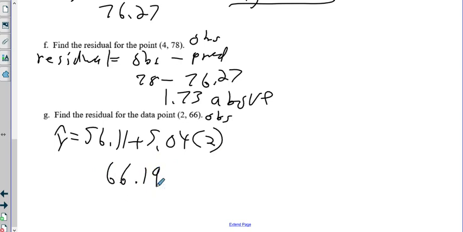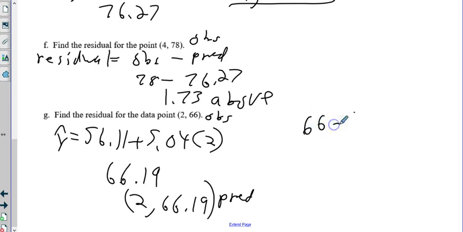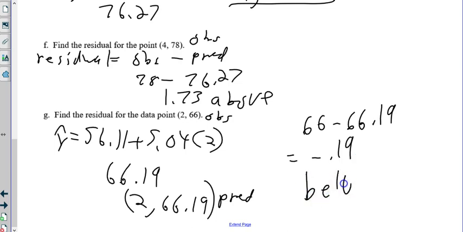So that relates to the point 2, comma, 66.19. Again, that's our predicted. So how do we find residual? Observed minus predicted. So observed, 66, minus predicted, 66.19, leads to negative 0.19. Being that it's negative, is it above or below the line? It is below.